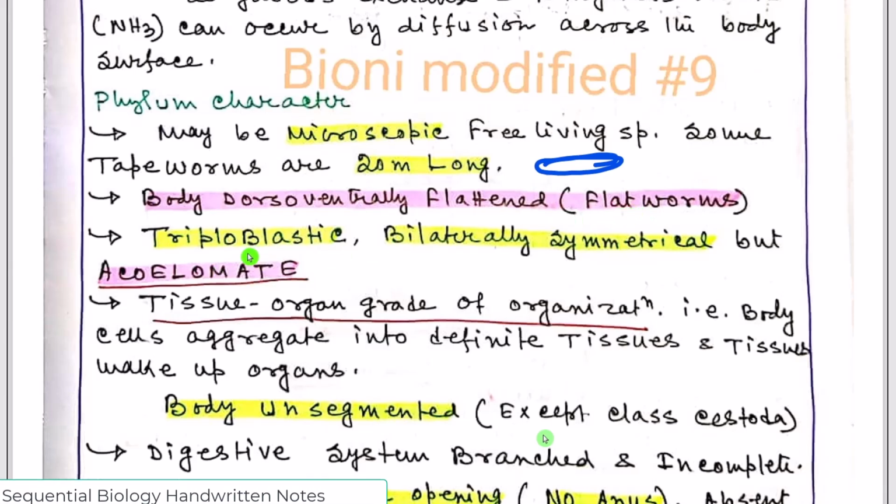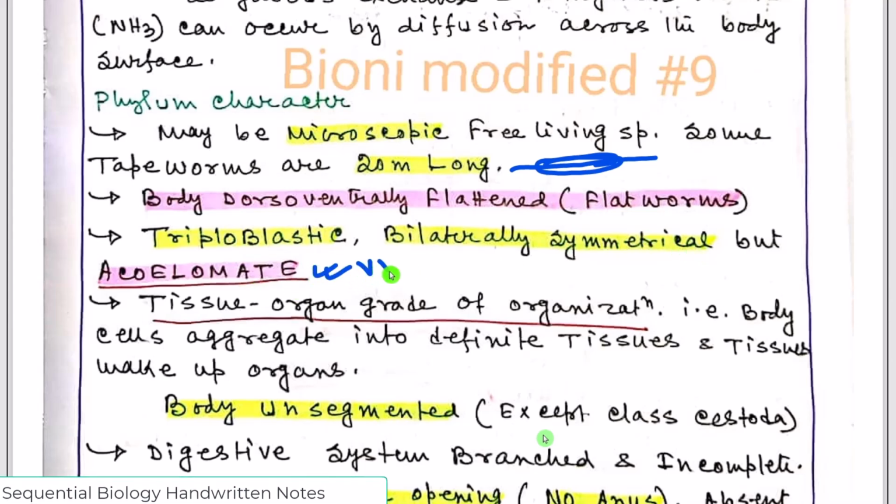They are triploblastic, a very important point. Their body is made up of three well developed germ layers: ectoderm, endoderm and mesoderm. They are bilaterally symmetrical, that means the body can be divided into two equal halves, but they are acoelomate. This is a very important point. Phylum Platyhelminthes are acoelomate; no true coelom is developed in their body.